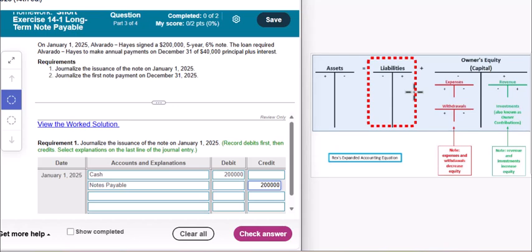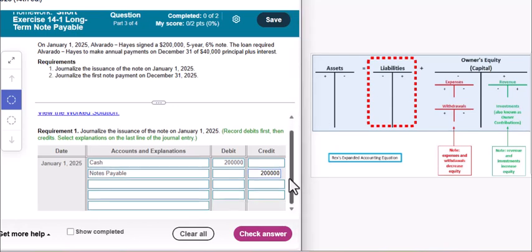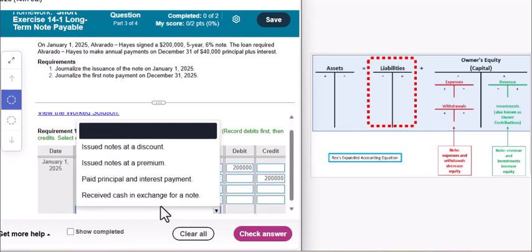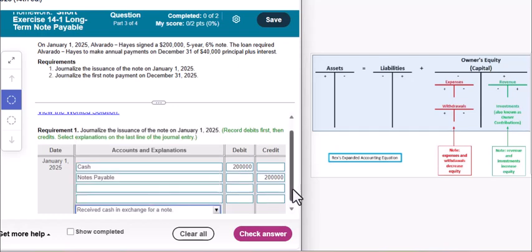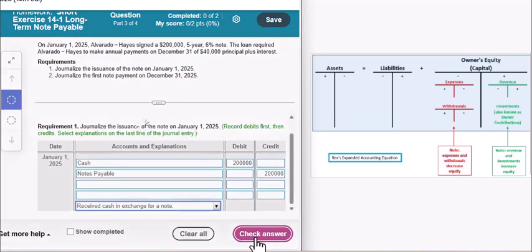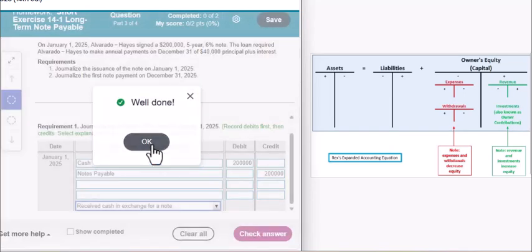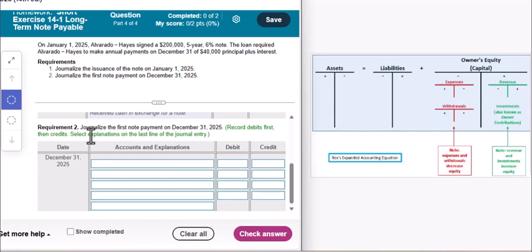We'll go ahead and scroll down here, and it does require an explanation here. So received cash in exchange for a note. And let's go ahead and check our answer. Okay, well done. And then here for requirement 2, journalize the first note payment on December 31st, 2025. Record debits first, then credits. Select explanations on the last line of the journal entry.